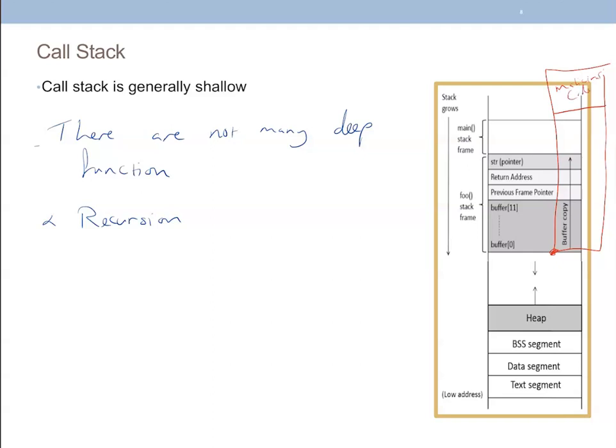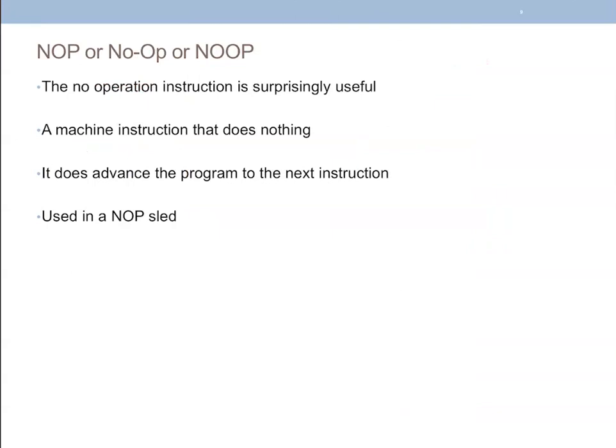Knowing that the call stack is generally shallow should help me determine where the address of the malicious code is going to be, because the call stack is shallow, and we'll see that in just a little bit. So that's the second thing: stacks are at fixed addresses, and the call stack is shallow.